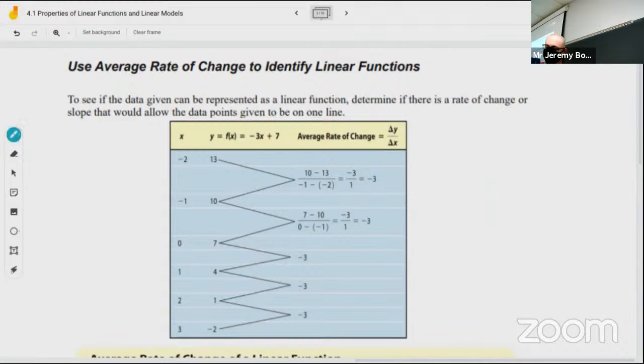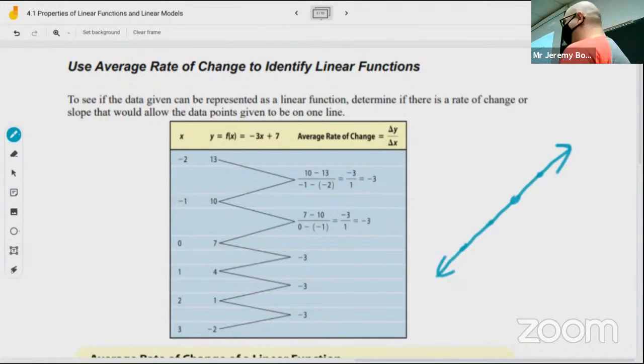So when you're looking to determine if some data points, some data values can be modeled with a linear function or are a linear function, what you want to make sure is that the slope remains the same. The average rate of change remains the same. The rate of change between the points remains the same. Because if they don't, then it's not a linear function, or it can't be modeled by a linear function.